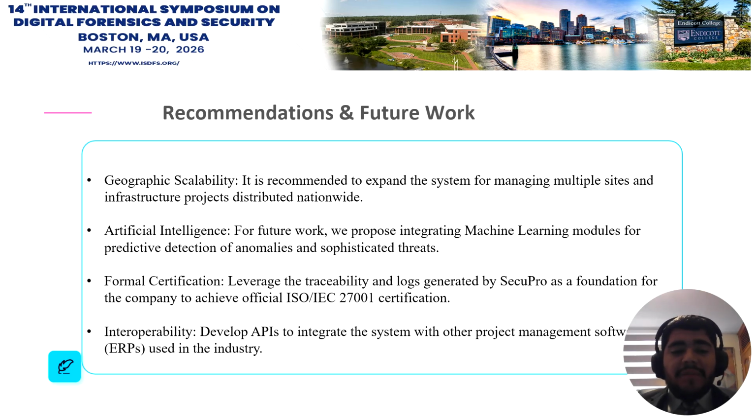Second, future versions could include artificial intelligence or machine learning to help detect unusual activities or potential threats earlier. Another possible step is to support companies that want to achieve official ISO 27001 certification, using the system logs and records as evidence of compliance. Finally, the platform could integrate with other business systems such as RPA software used in the construction industry.